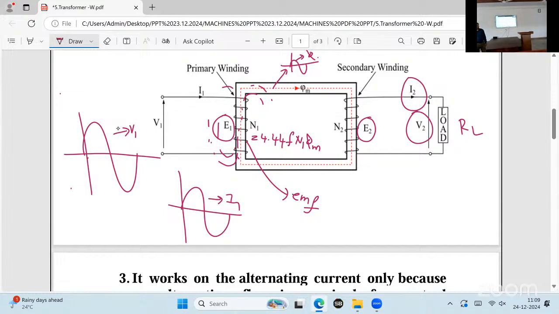Derive the EMF equation of a transformer. We have to derive it, then we have to do problems on this. What is the derivation? What do we have to derive? E1 is equal to 4.44 into F into N1 into phi M volts. E2 is equal to 4.44 into F into N2 into phi M. These two we have to derive now. That is called derive the EMF equation of a transformer, for a 5 marks question.